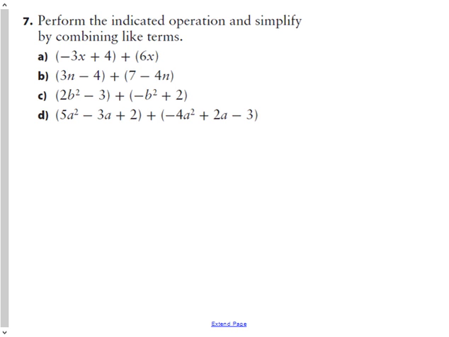Question 7 says perform the indicated operation and simplify by combining like terms. So again, we have addition here. A negative 3x and a positive 6x is going to be a positive 3x. And a plus 4 will be your answer for that.